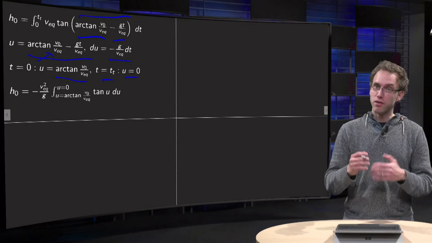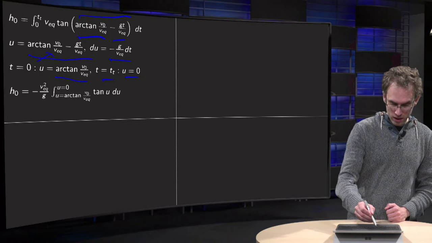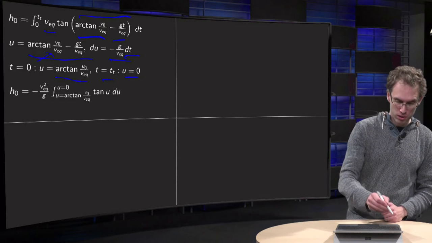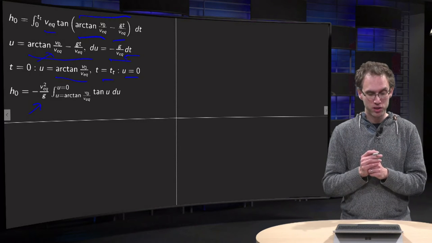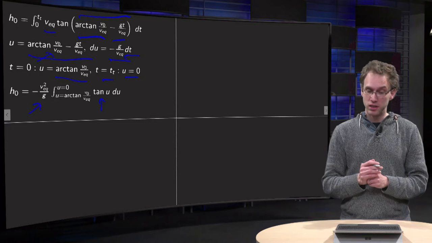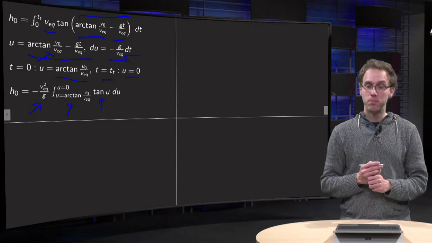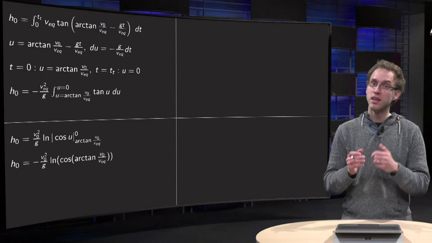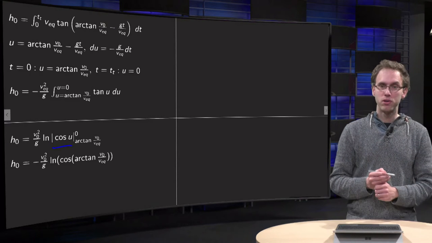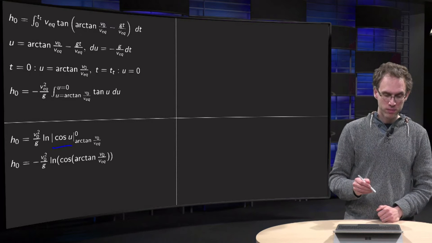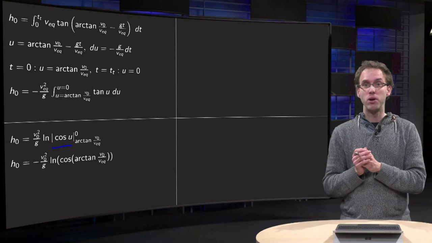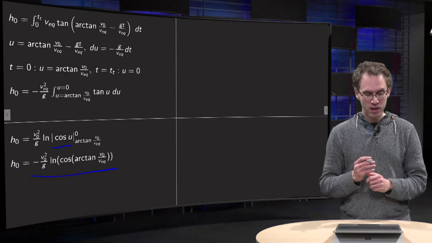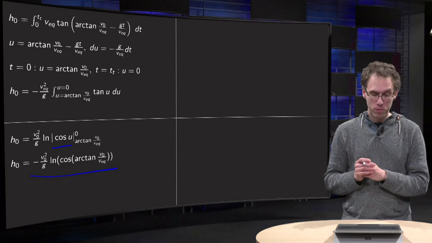So what you get after the substitution rule is the minus g over v equilibrium, and the other v equilibrium from the substitution in front, so minus v equilibrium squared over g. Your integrand is just tangent of u, and you get slightly messy boundaries. So now you just have to integrate the tangent of u. You know the antiderivative of that: the integral of tangent of u equals the logarithm of the cosine of u with a minus sign. You plug in the boundaries. U equals 0 gives you a cosine of 0 equals 1, ln of 1 equals 0. So you only have the lower boundary left, the cosine of the arctangent of some positive number.